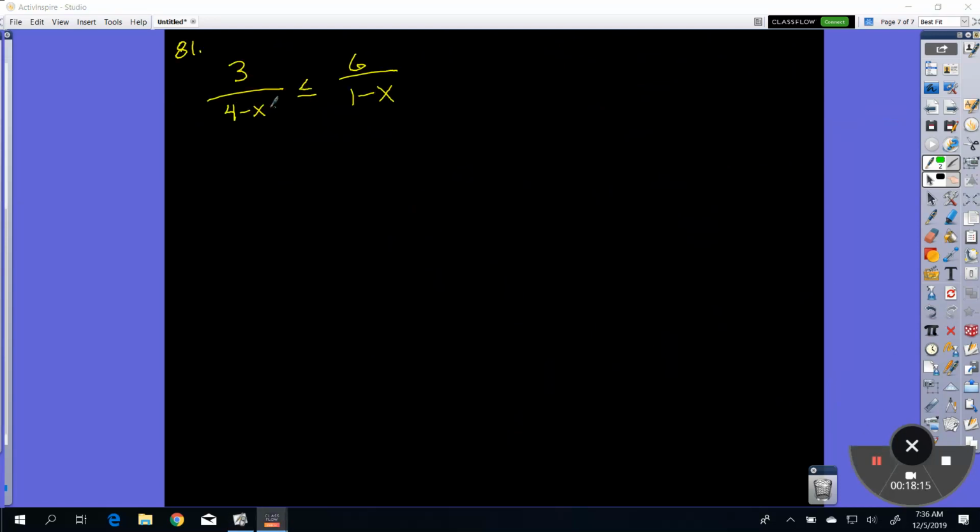So on this one, there are going to be two critical values for the denominator that make it undefined. On this one, I add the x over and I get that x equals 4. And on this one, I add the x over and I get that x equals 1. So now I'm going to make it equal.